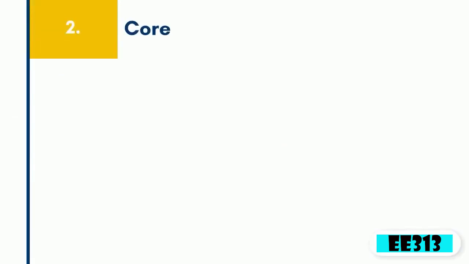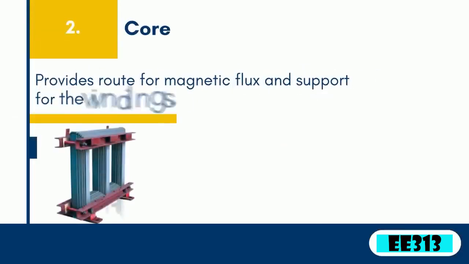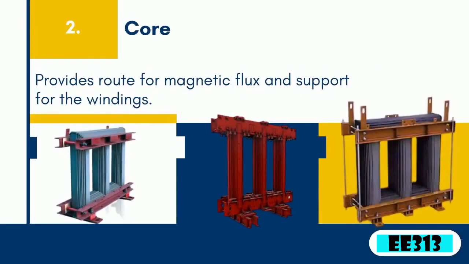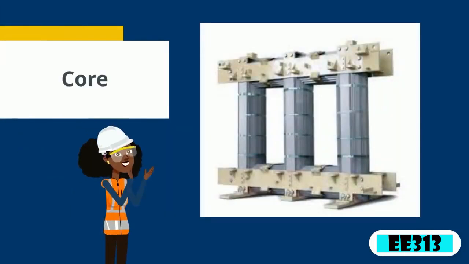The second component is the core, a component that provides a route for magnetic flux and support for the windings. This is made up of strips of steel we call laminations. Basically, the core is the path for magnetic flux between windings because varying currents in any one of the windings produce varying magnetic flux in the core that will induce electromotive force in any other winding.